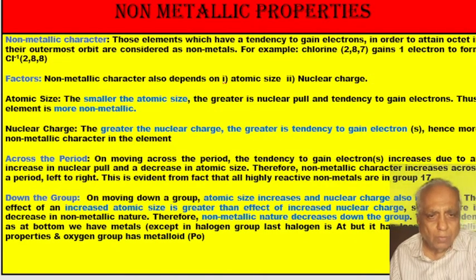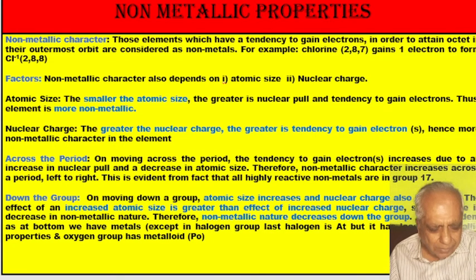Now we'll go to non-metallic properties, non-metallic character. Now this would be similar to what we learned in metallic, but in the opposite sense. Non-metallic character means those elements which have a tendency to gain electrons. Whenever I say non-metals, fluorine and chlorine, the halogens, should come to mind. They have 7 electrons in the outermost orbit, so they have to gain an electron to complete that orbit. So non-metals gain electrons. So they are oxidizing agents.